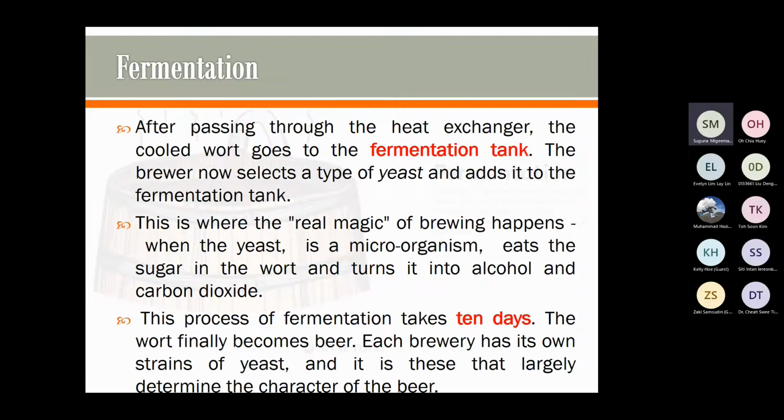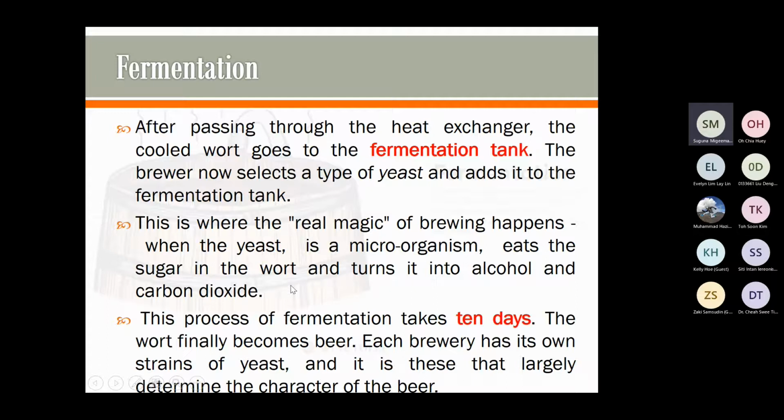And now the fermentation process starts. So before the fermentation process, all of these need to be done. After passing through the heat exchanger, the cool wort goes to the fermentation tank, and this is where it starts. So the brewer now selects the type of yeast and adds it to the fermentation tank. And this is where the real magic of brewing happens. Okay, yeast is a microorganism that eats the sugar in the wort and turns it into alcohol and carbon dioxide.